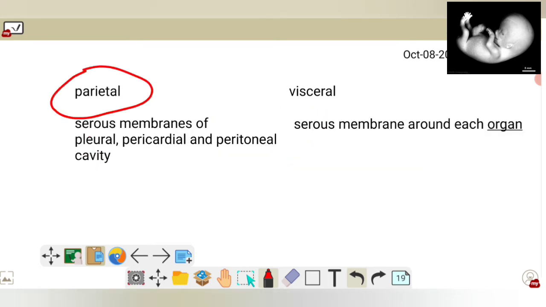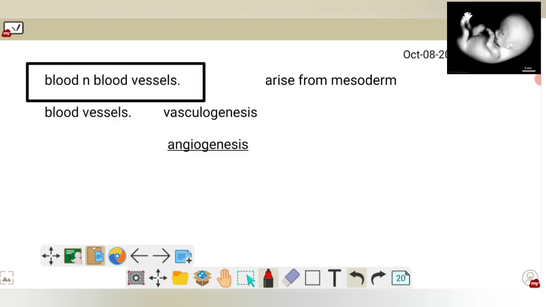Now parietal mesoderm forms the lining, or the serous membranes, of the pleural, pericardial and peritoneal cavities. These are the serous cavities, and the visceral, that is the splanchnopleuric mesoderm, forms the serous membrane around each vital organ. Blood and blood vessels are also derived from the mesoderm.